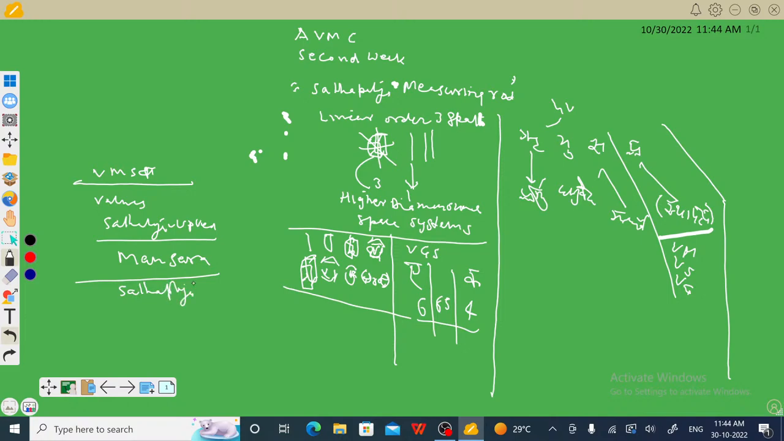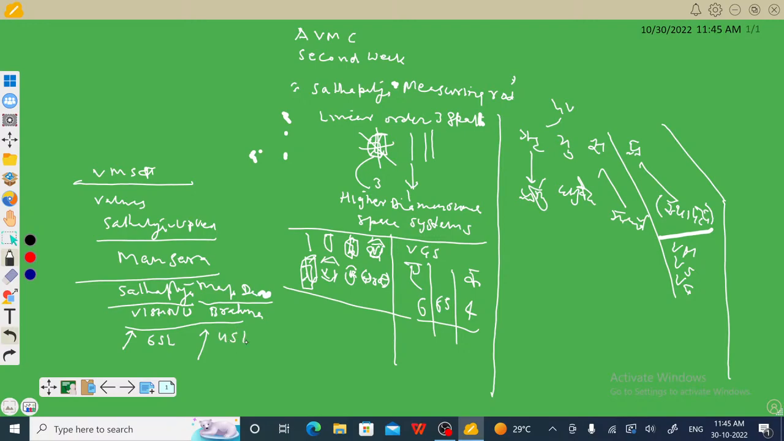So Sathapatya Mapdand, which literally means a measuring rod, is defined as the rod, measuring rod, whose Lord is Vishnu, and the measure, means the dimensional order of this measuring rod, is presided by Brahma. Vishnu is a six-space Lord and Brahma is a four-space Lord.